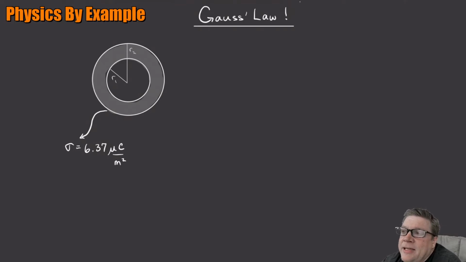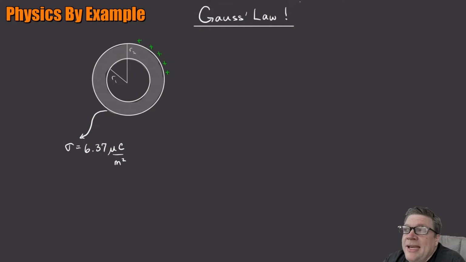And then the surface charge density is 6.37. That's a curious number, but it makes things work out kind of nice. Microcoulombs per square meter. Surface charge density is just charge per square meter. So I put a charge on the sphere. And what happens, you probably know by now, is that all of that positive charge is out here on the surface of the sphere. On a conductor, all the charges are at the surface of the conductor. Okay, so far so good.